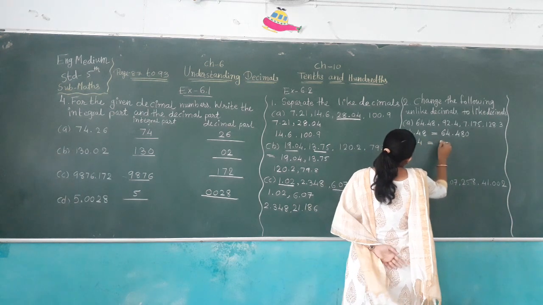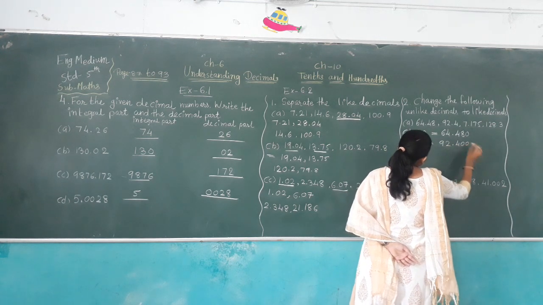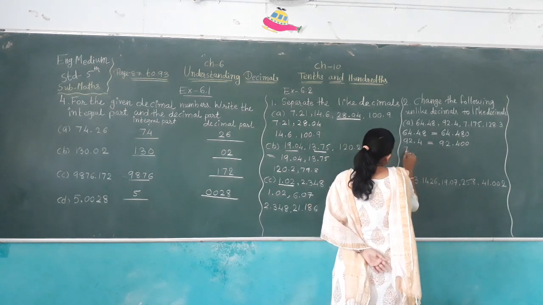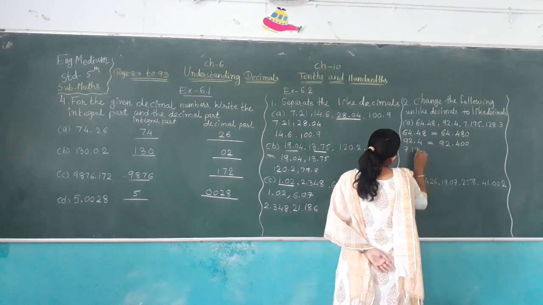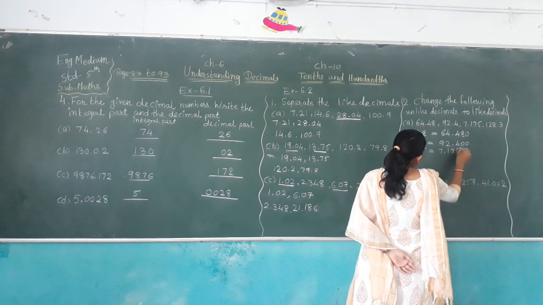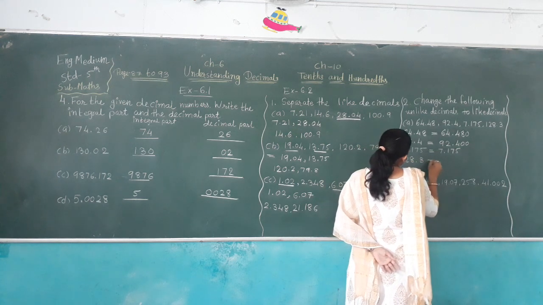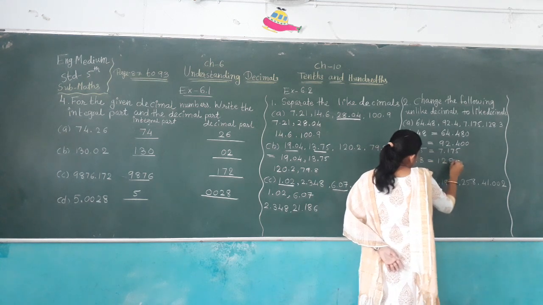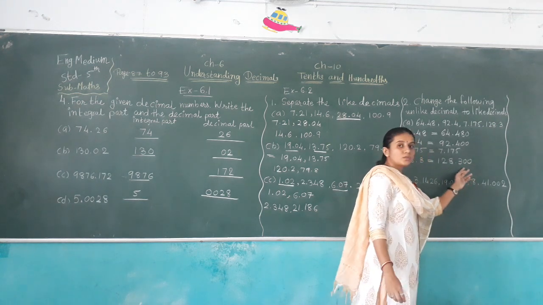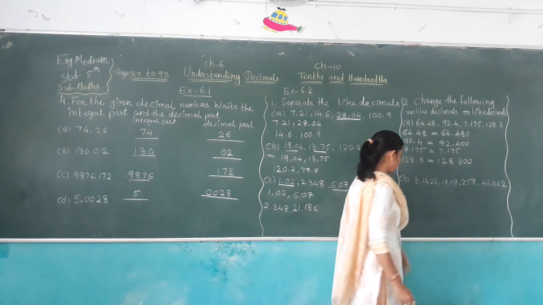Again, 92.4. After it keep two 0s. It is also converted into a like decimal. 7.175 already has 3 decimal places. Then 128.3, so 128.300, keep two 0s. It's converted from unlike decimals to like decimals.